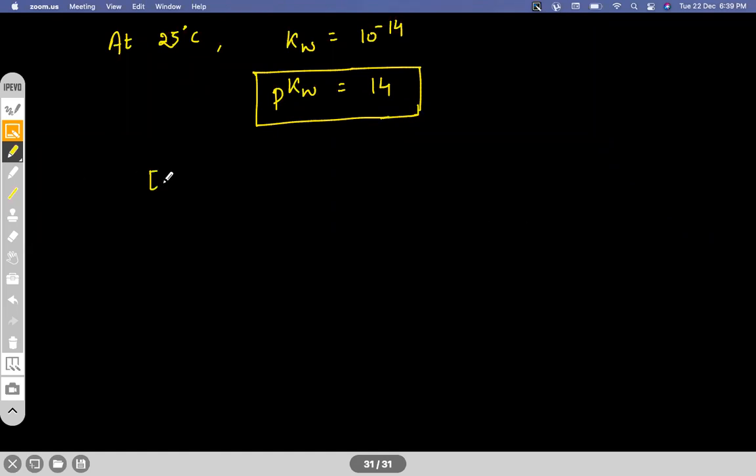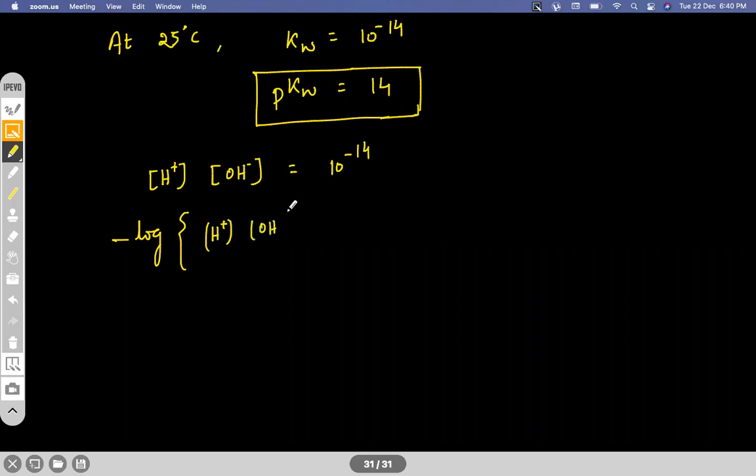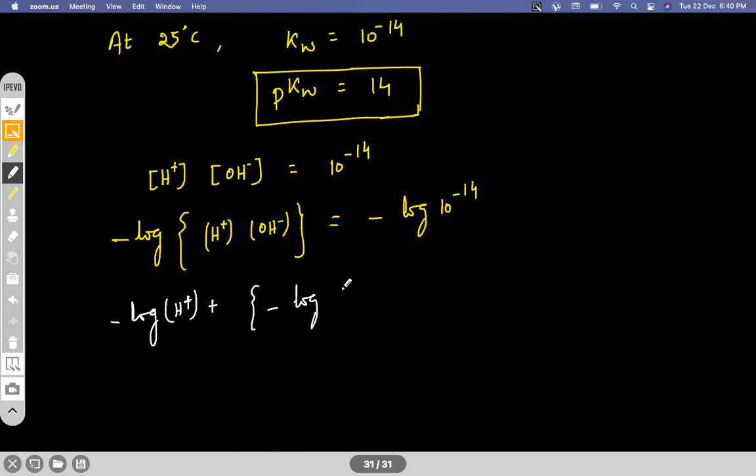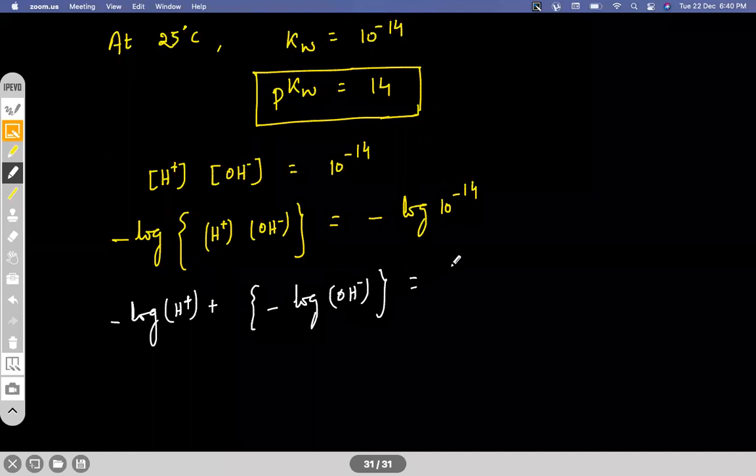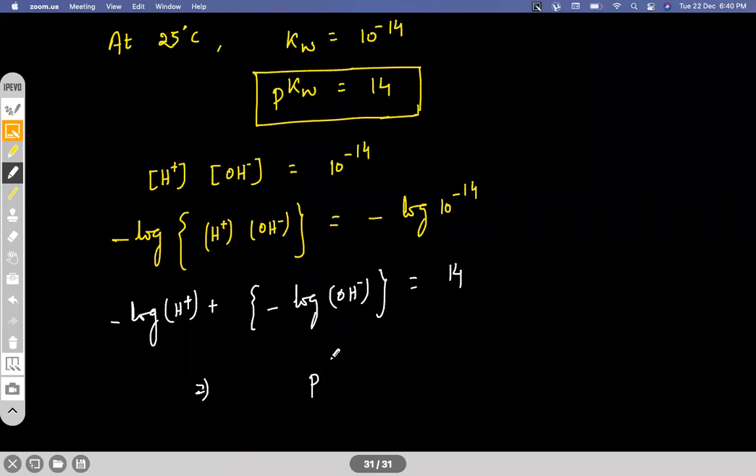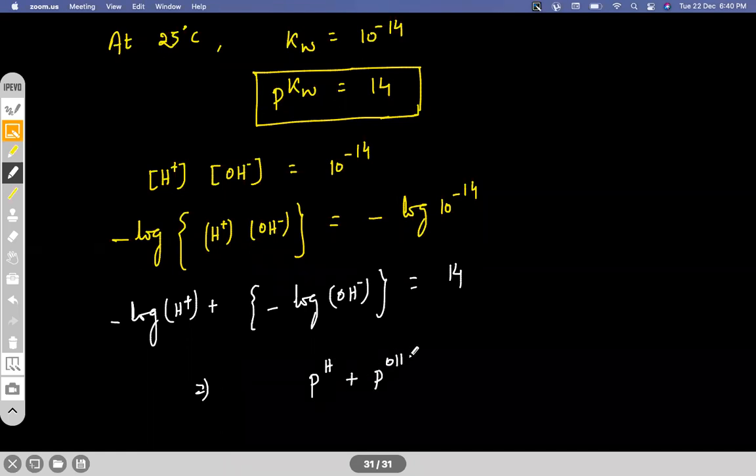So we have this expression: H plus concentration into OH minus concentration equals 10 to the power minus 14. If you take minus of log both sides, minus of log of 10 to the power minus 14, we can also expand this by the log formula: minus log of H plus, minus log of OH minus, and this side we have 14. So minus log of H plus is pH, minus log of OH minus is pOH, equals 14.